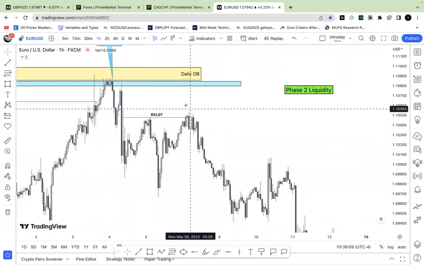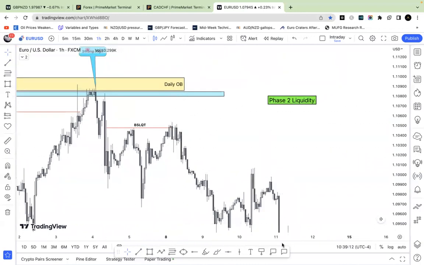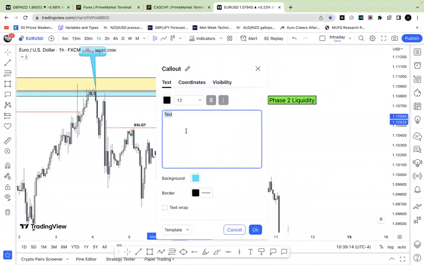So now, what do you have right here? Right, you have another strong high. Right, took out buy side, established itself, continued down.